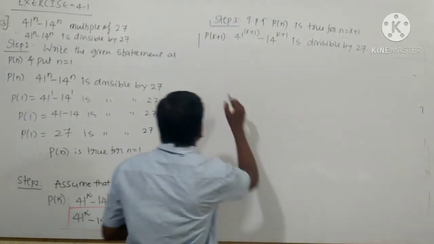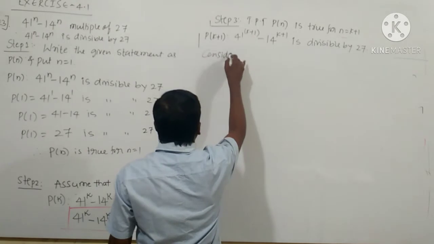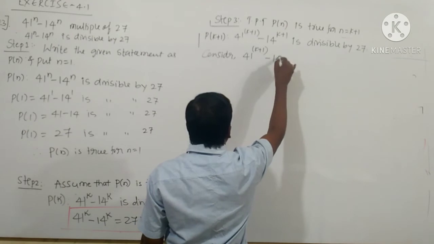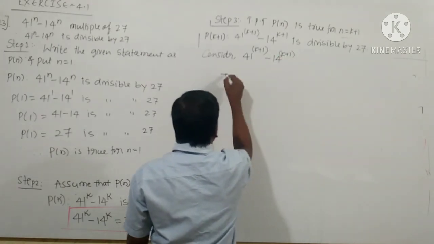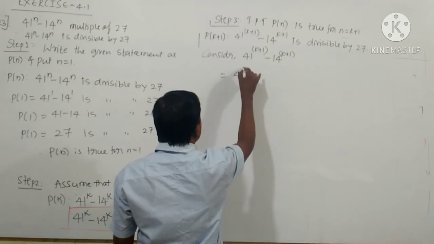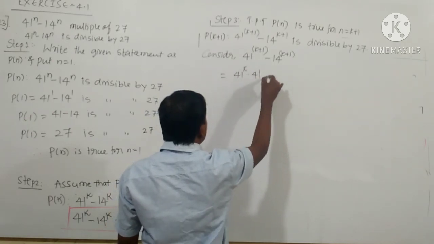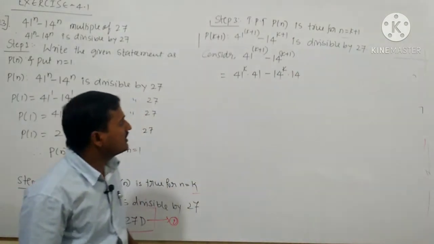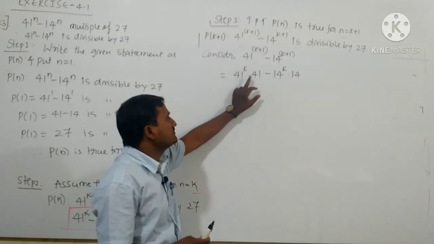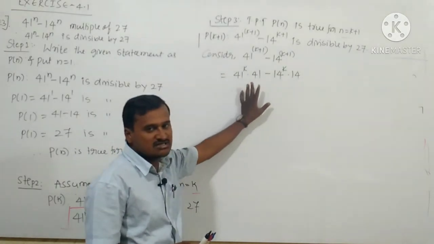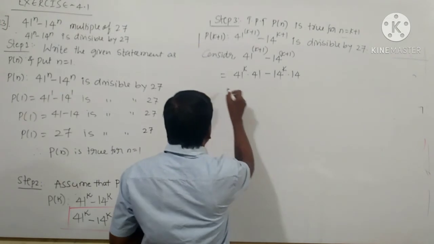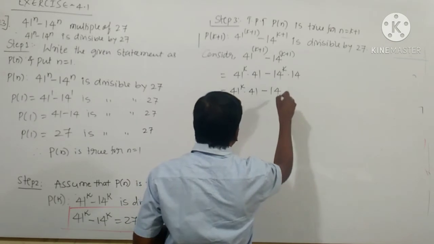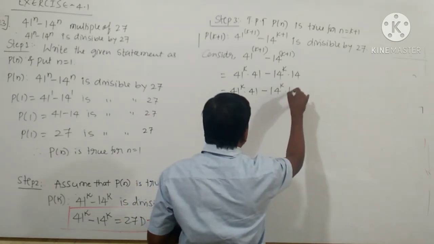Okay, so for this here I will consider 41 raised to k plus 1 minus 14 raised to k plus 1. Remaining here I will write: 41 raised to k into 41 minus 14 raised to k into 14. Whether it is right or wrong? Again here I have used a raised to m into a raised to n. Bases are same, we have to add the power. So again 41 raised to k into 41 minus 14 raised to k into 14.